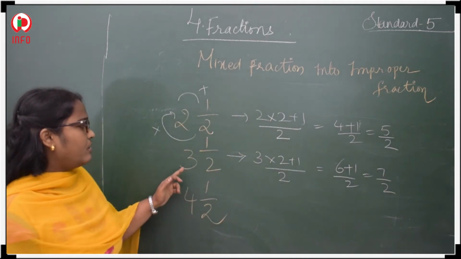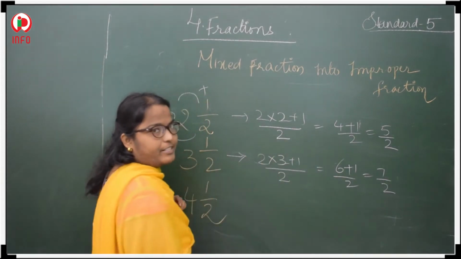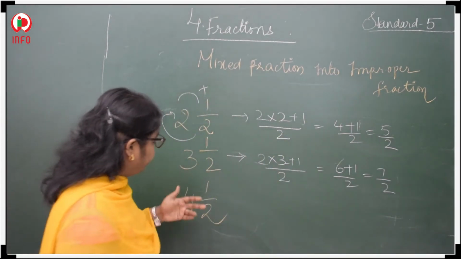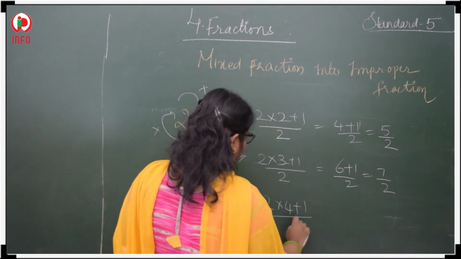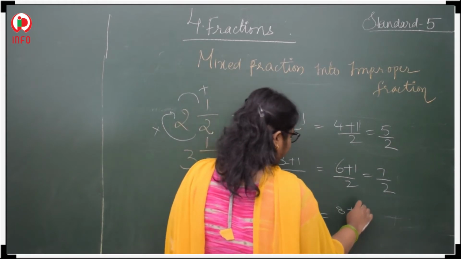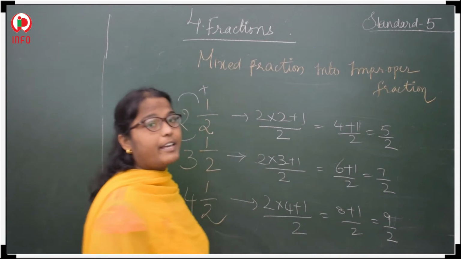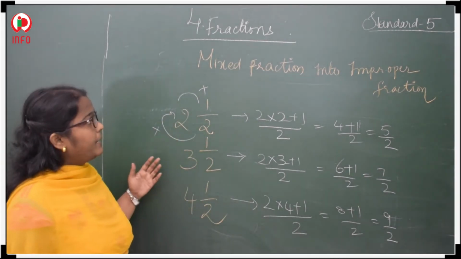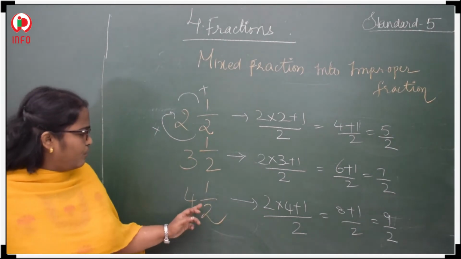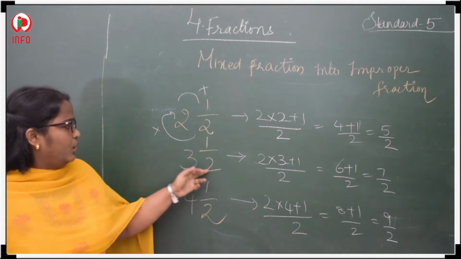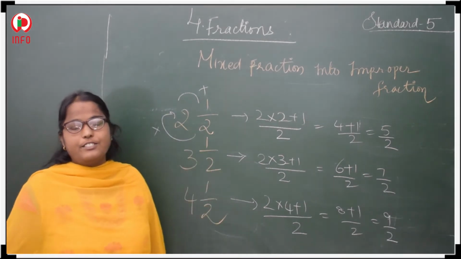Or you can also write 2 threes are 2 into 3. If you have any doubt, okay, children? Next, 2 into 4, 8 plus 1 by 2. So in this way, you have to convert the mixed fraction into an improper fraction. Understood, children? 2 fours are 8, 8 plus 1, 9 by 2. 2 threes are 6, 6 plus 1, 7 by 2. 2 twos are 4 plus 1, 5 by 2. Understood, guys, all of you?